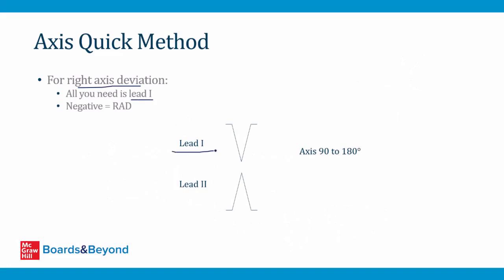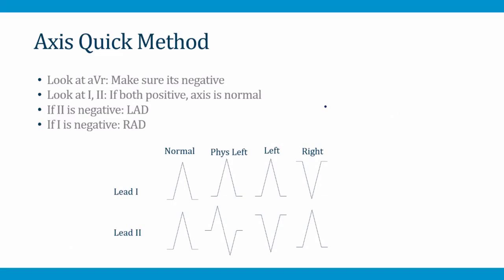If lead 1 is negative, then you have right axis deviation. Once again, remember our plus sign here. A negative lead 1 points us in this direction, and then a positive lead 2 points us down here. So if we've got these two findings, our summation axis is going to be down in this quadrant, which is right axis deviation.